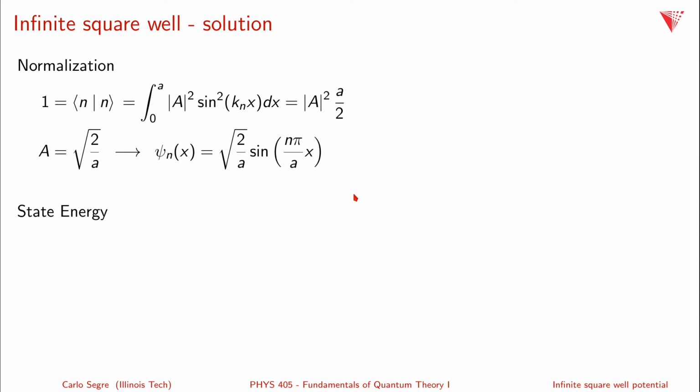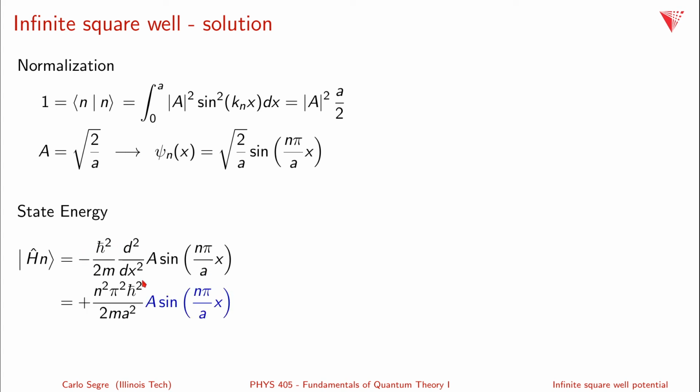Now we want to calculate the energy. So the energy of the nth state is calculated by first applying the Hamiltonian to that wave function. And that's easy enough because the Hamiltonian is just the second derivative times minus h bar squared over 2m. So we have minus h bar squared over 2m d squared by dx squared of A sine n pi over a x. When I take the second derivative of a sinusoid, I pull out this constant with a minus sign, this constant squared with a minus sign, and then I keep the structure the same. That minus sign will cancel this minus sign, and so we get plus n squared pi squared h bar squared over 2m a squared, and my function back again.